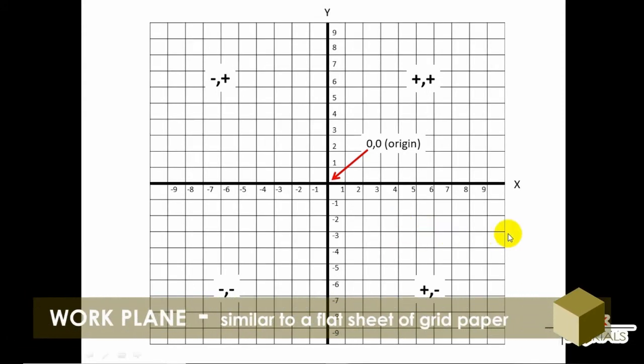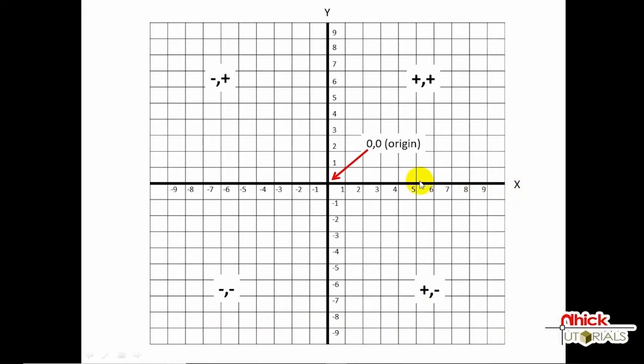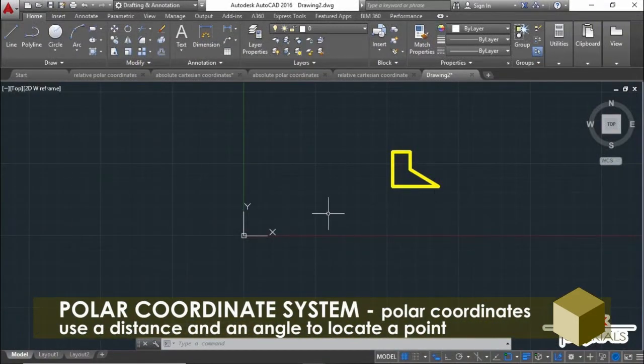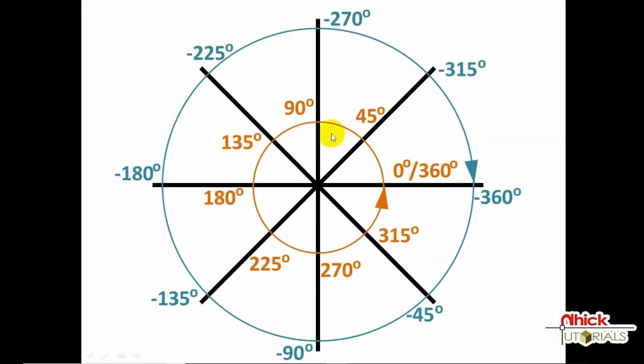The work plane is similar to a flat sheet of grid paper. The X value of a Cartesian coordinate specifies horizontal distance, and the Y value specifies vertical distance. The origin point 0, 0 indicates where the two axes intersect. Polar coordinate system. Polar coordinates use a distance and an angle to locate a point. With both Cartesian and polar coordinates, you can enter absolute coordinates based on the origin or 0, 0, or relative coordinates based on the last point specified.